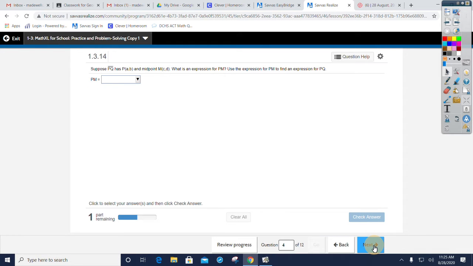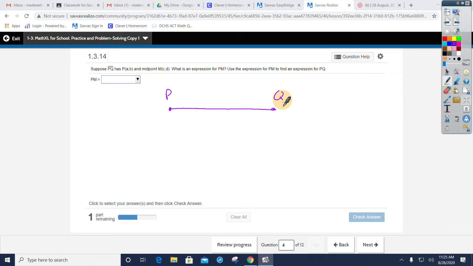Okay, this is a little tricky. When it puts letters in there for the numbers, it does make it a little trickier sometimes. Some students struggle with this. It says, suppose that, well, draw a picture. That always helps. So we're doing PQ. Suppose that PQ has P to be AB. So we're going to say A, comma, B.